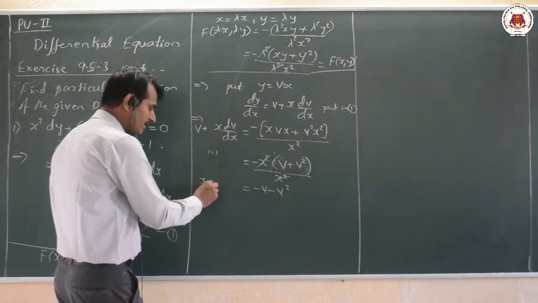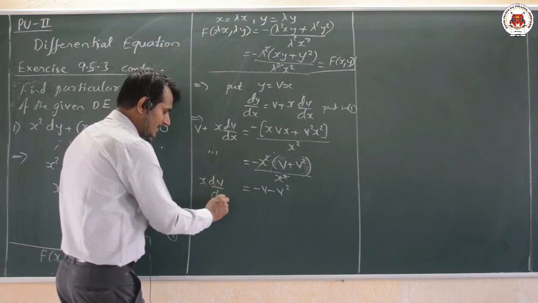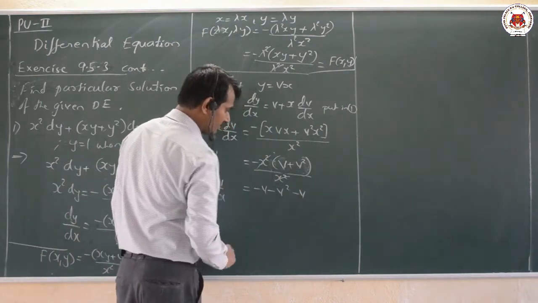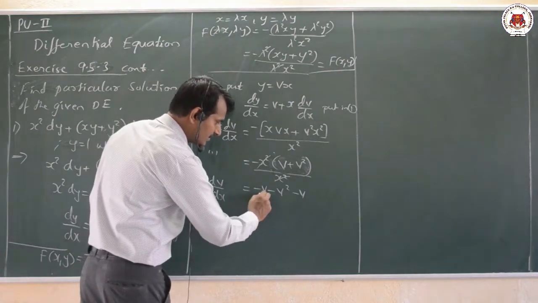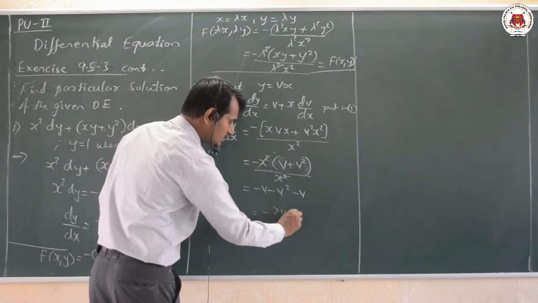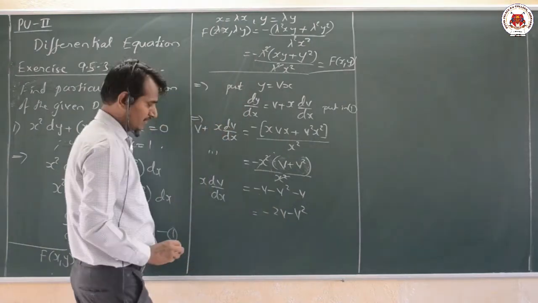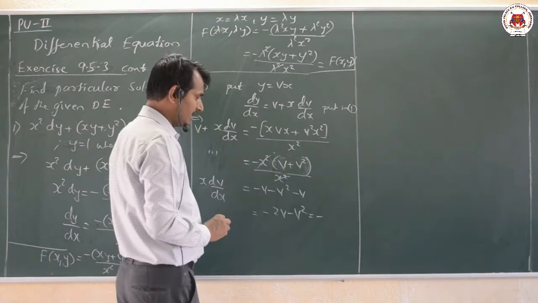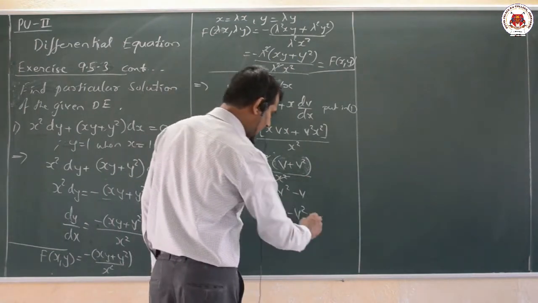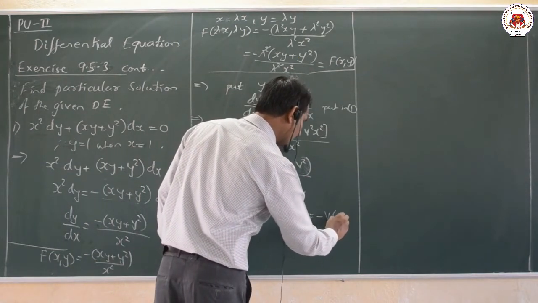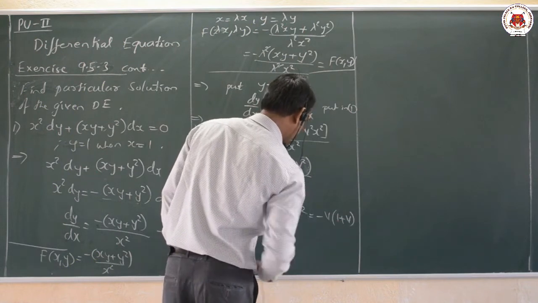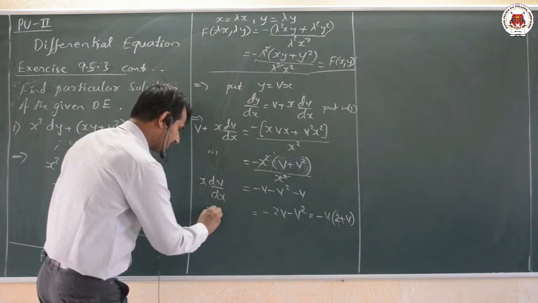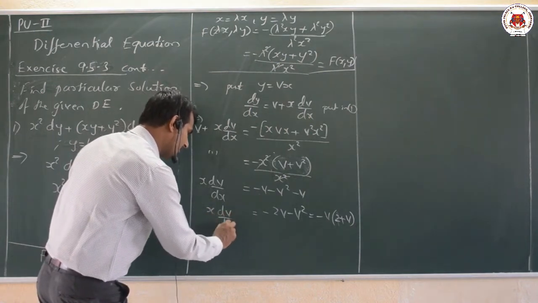Now here what we have, x into dv by dx, this v I will take to the RHS, minus v. Dear students, what we get here is minus 2v minus v square. Or else if I take the minus sign common outside, what we get is nothing but minus v into 2 plus v, that is nothing but x into dv by dx.